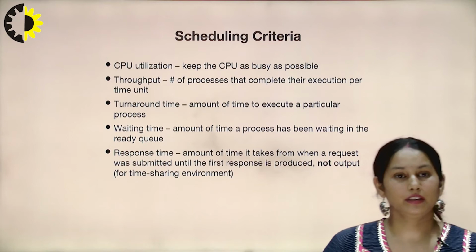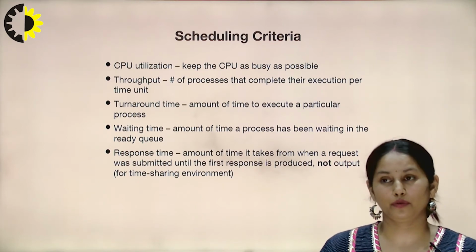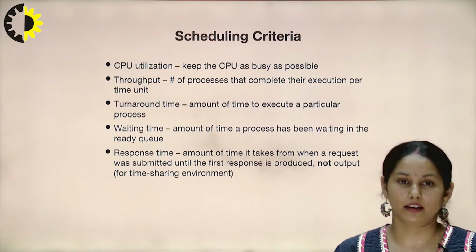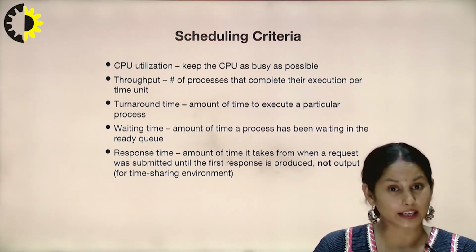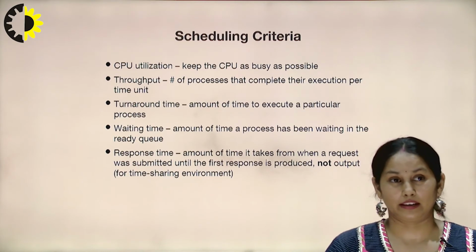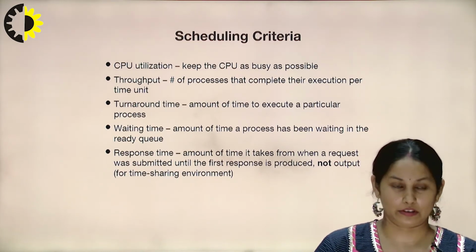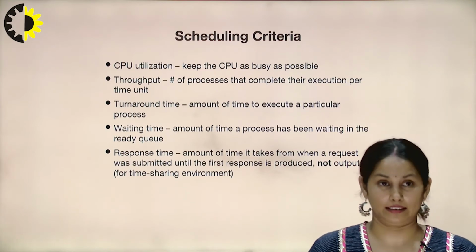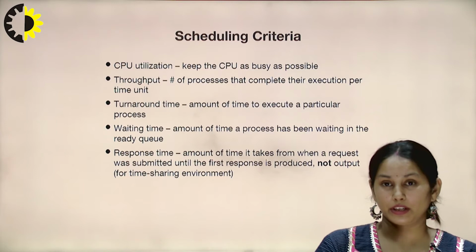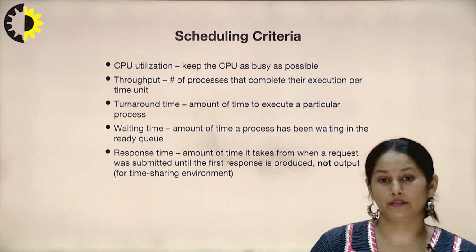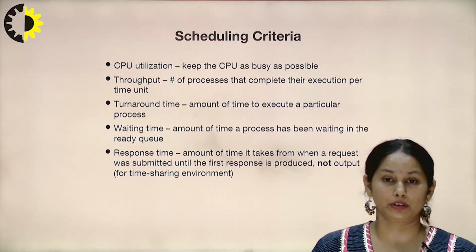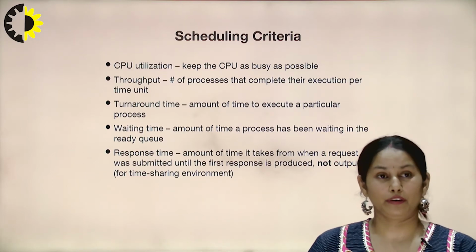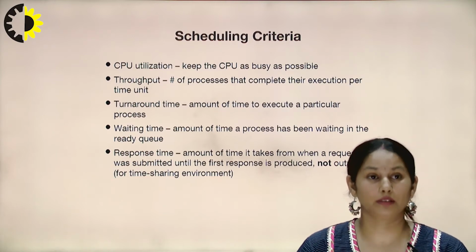Now, what are the various scheduling criteria? Whenever we talk about the scheduling algorithms, there are certain criteria that we take care of. So what are those criteria? The first one is CPU utilization. Obviously, we have to keep our CPU busy. It should not be idle. So we have to take care what is the basic utilization that we have implemented with the CPU. Are we utilizing our CPU at most? This is the first criteria, CPU utilization.